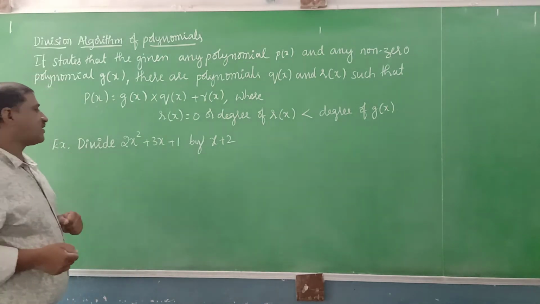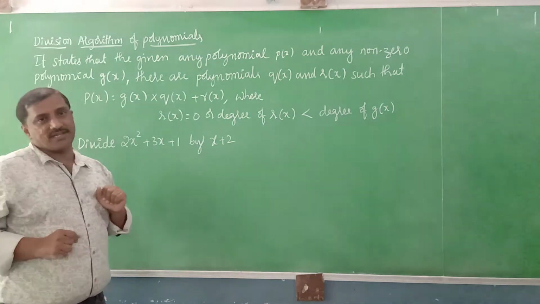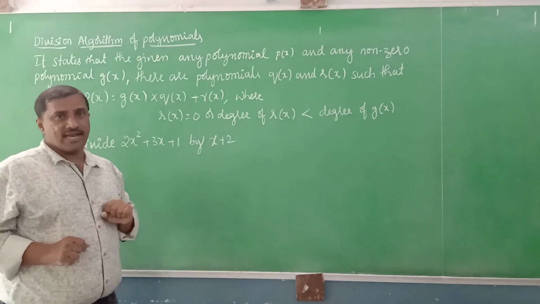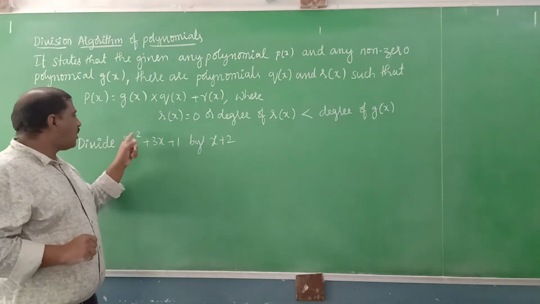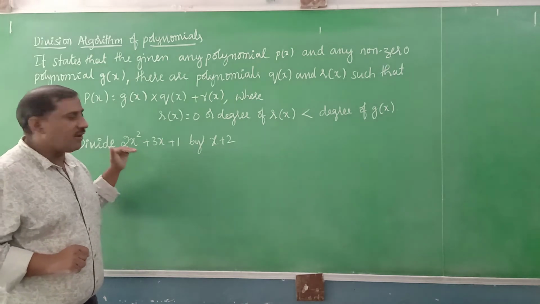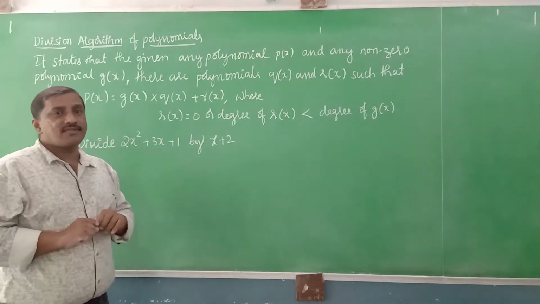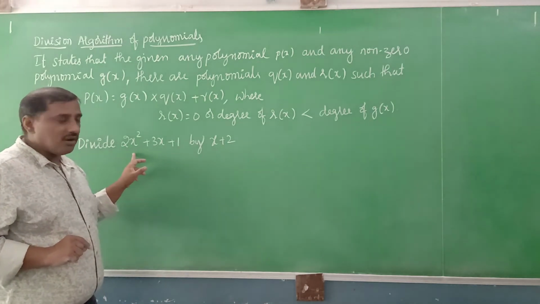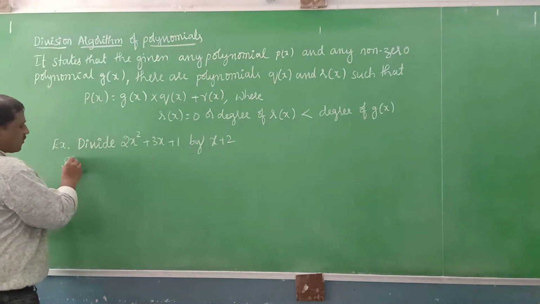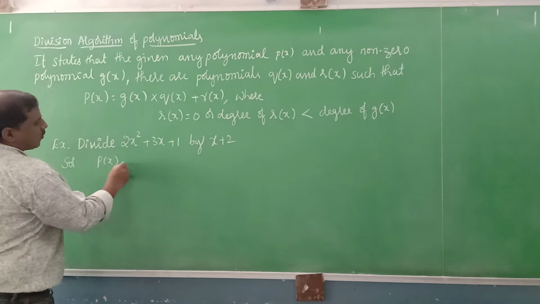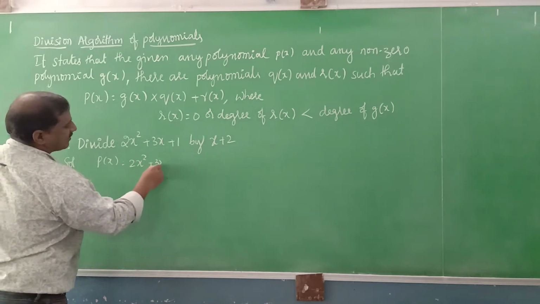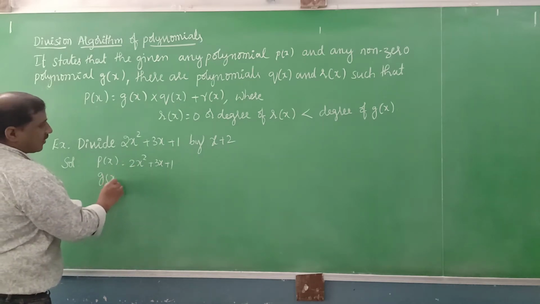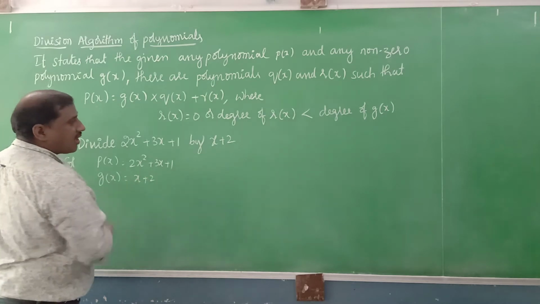Divide 2x square plus 3x plus 1 by x plus 2. Here the first polynomial, 2x square plus 3x plus 1, is the p of x, the dividend polynomial, and x plus 2 is the g of x, the divisor polynomial. So let p of x equal 2x square plus 3x plus 1, and g of x equal x plus 2. We have to divide this.